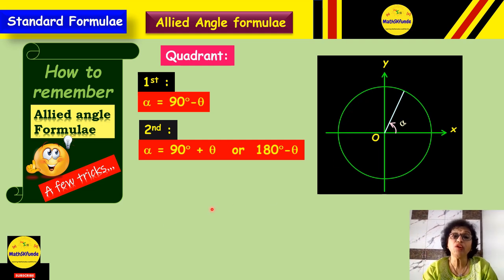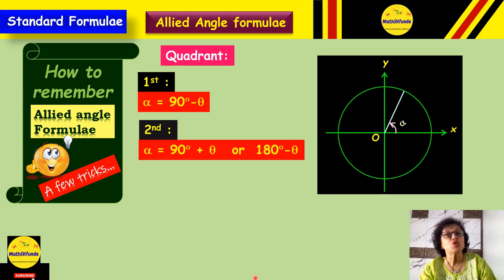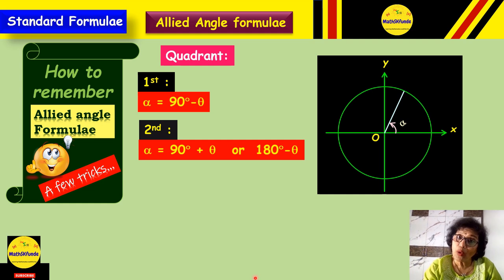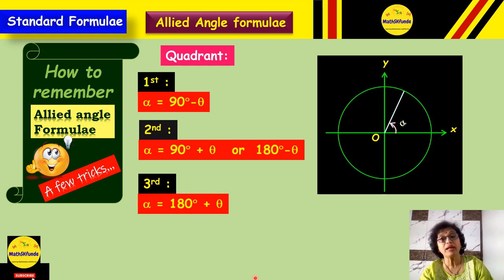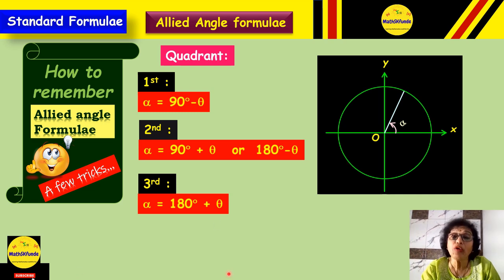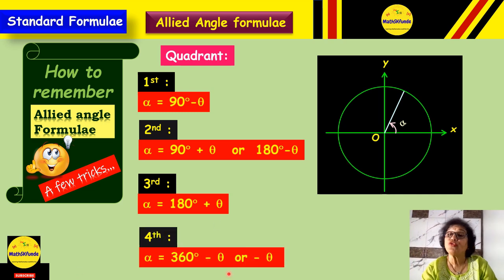180 minus means you will have to go up, right? Less than 180 you are saying. So you are expected to be in second quadrant whenever you are talking about 90 plus theta or 180 minus theta. Okay. Now, what about third quadrant? In third quadrant, I expect angle of the form 180 plus theta would come, correct? So this is about 180 plus theta. And now what about fourth quadrant?